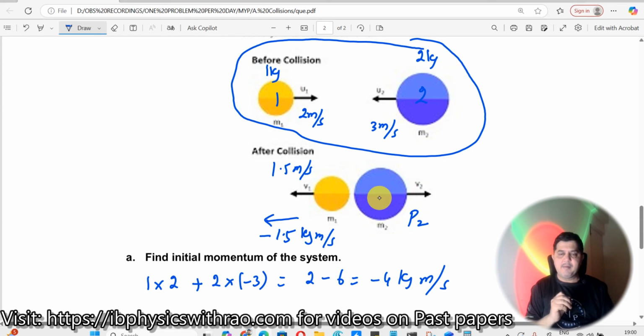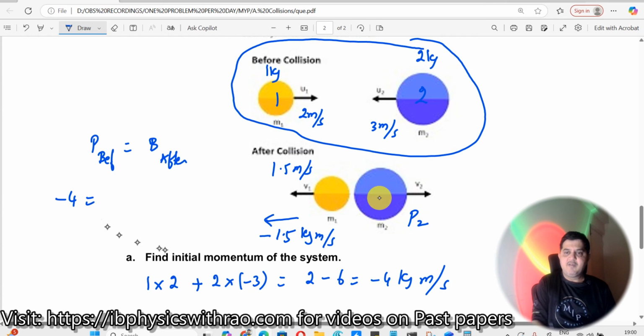What does conservation of momentum tell you? It tells you momentum before collision is equal to momentum after collision, which means total momentum before collision equals total momentum after collision. What is total momentum before collision? Minus 4. What is total momentum after collision? It should be minus 1.5 plus P2. This is known to you now.